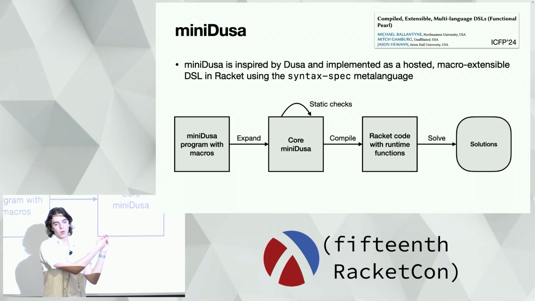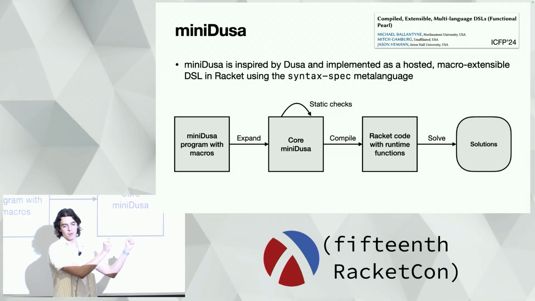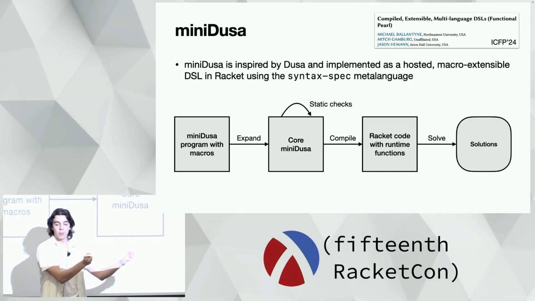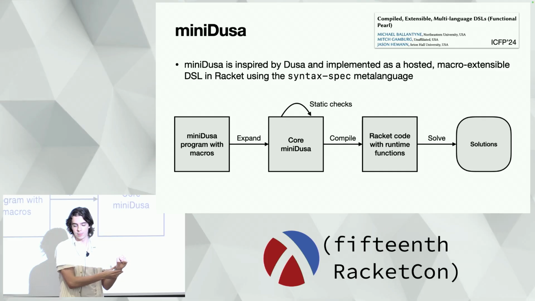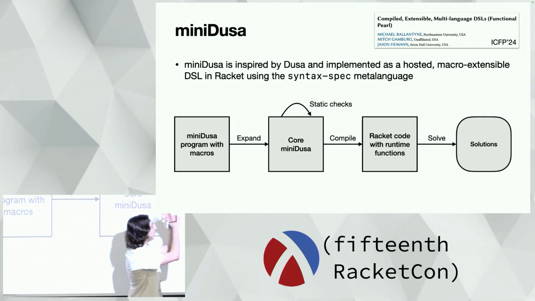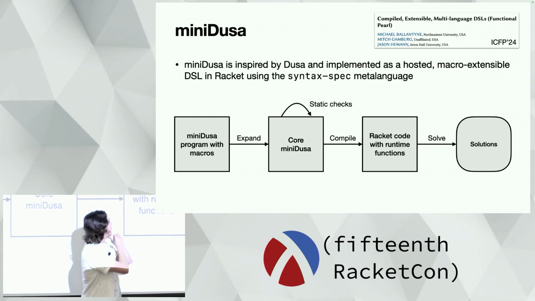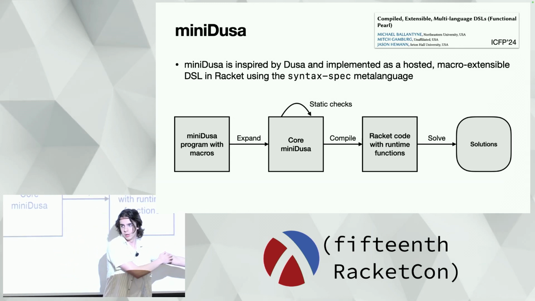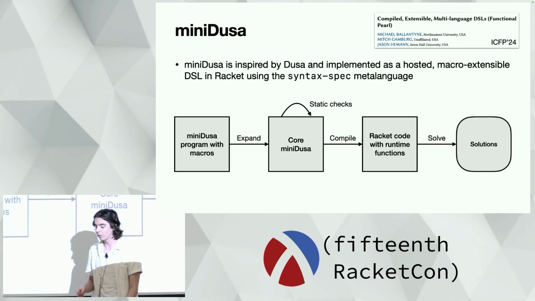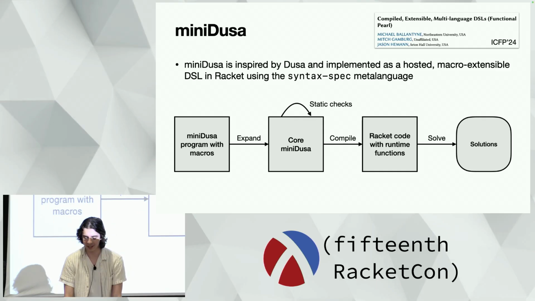And this is the core form on which all static checks are applied, right? You can make sure that each relation in your program is used with the right number of arguments, that all of your variables are bound in the right places. Syntax-spec helps out with that. Then we compile this down to some Racket representation of our data, and we can throw that at our solver. Our solver is pretty naive. That's sort of the mini part of this.